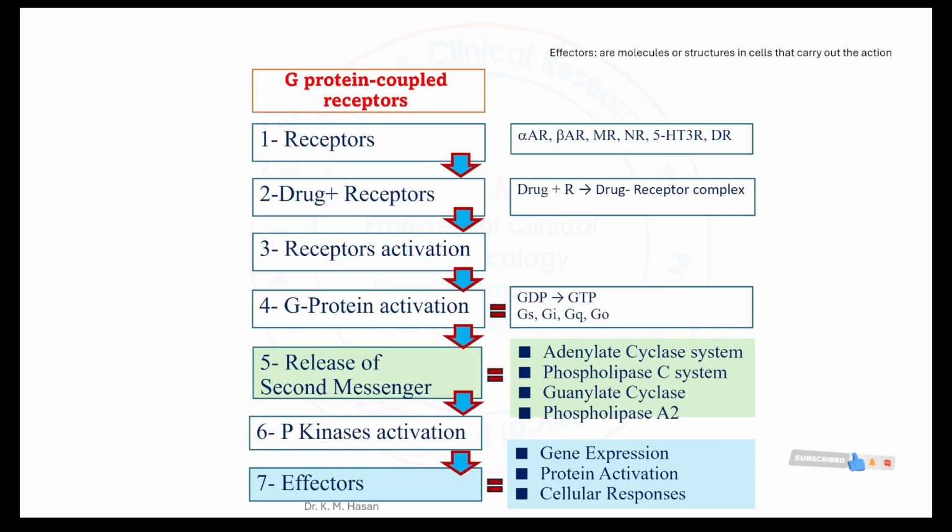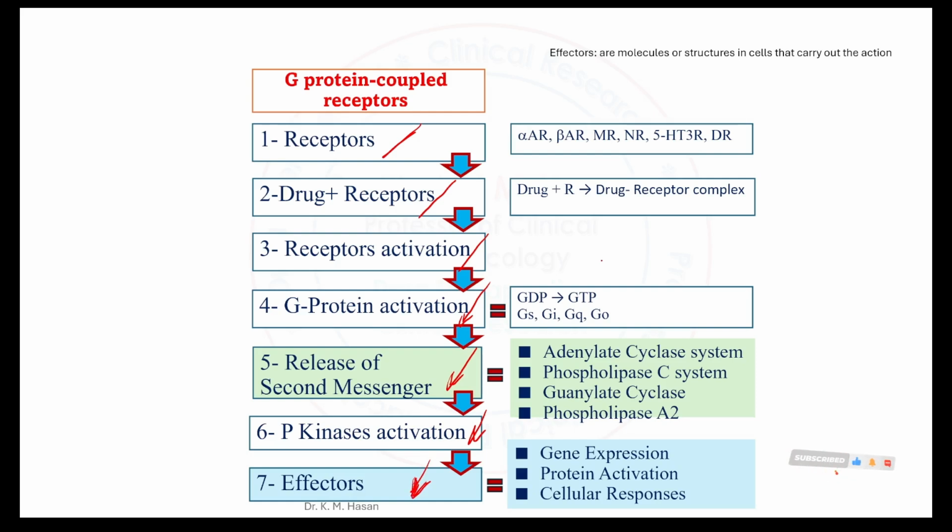This diagram presents, first of all, the receptor. When the receptor binds to the drug, the receptor will be activated. The activation of the receptor leads to G protein activation. When the protein is activated, this will lead to the release of a messenger. The messenger will activate protein kinase. Activating protein kinase will produce a biological effect, or will stimulate the effector, the tissues or cells.